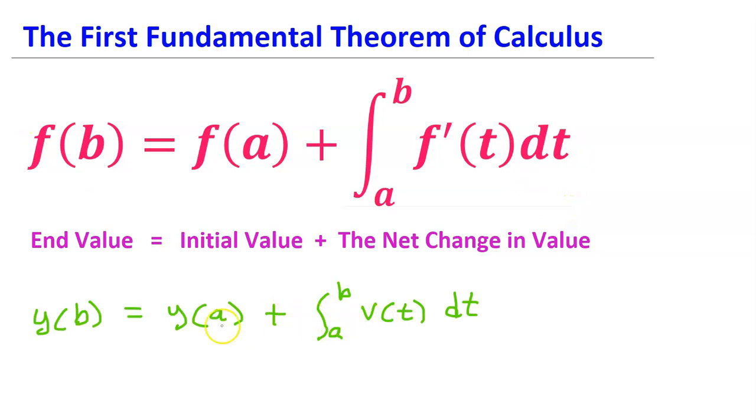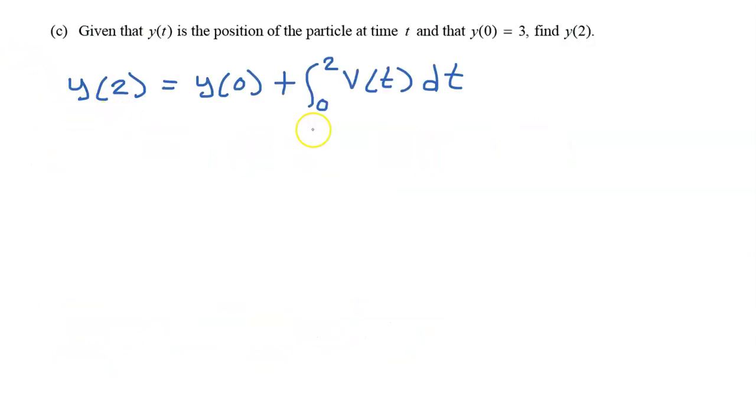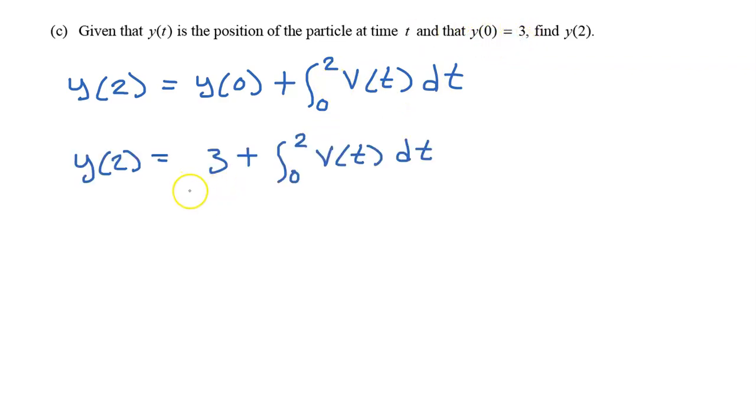Since velocity is the derivative of the position function, we can substitute y for f and velocity for f prime. And the fundamental theorem of calculus becomes y at b equals y at a plus the integral of velocity from a to b. In this case, that becomes y at 2 equals y at 0 plus the integral of velocity from 0 to 2. But we are given that y at 0 is 3. So now we have this. We can put the entire right side of the equation into the calculator and evaluate.